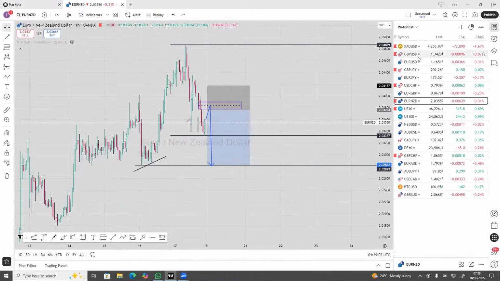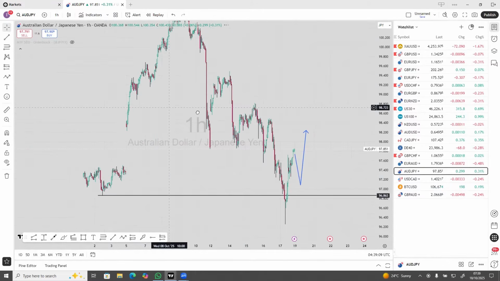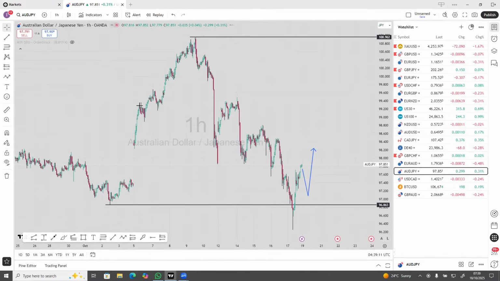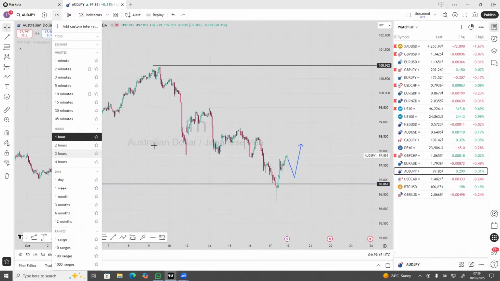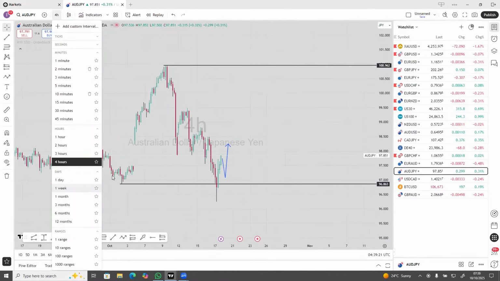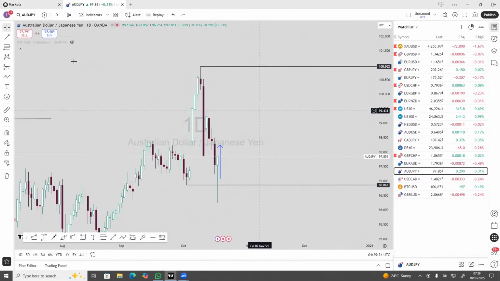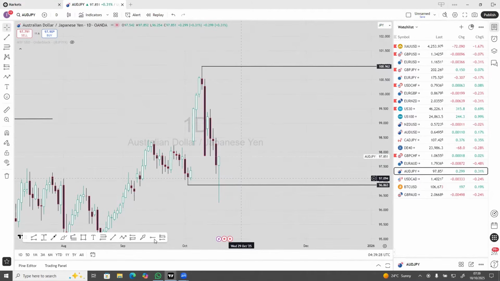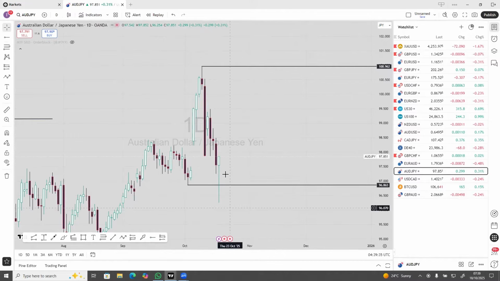Okay, let's see another one. Audi JPY. Audi JPY also, you can see there is a liquidity sweep. So you can start with the daily time frame to get a daily bias. That is the daily time frame. You can see there is a good CRT model created over here. Rejection candle. Okay, it closed bullish.